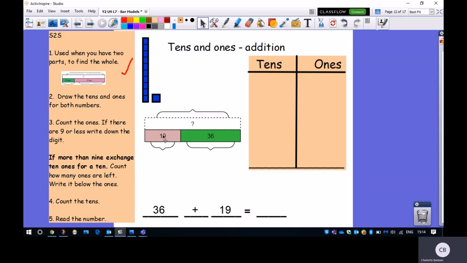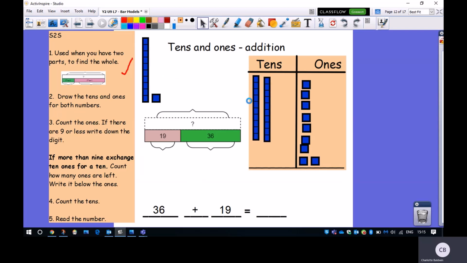Right, I've written out my calculation and now I need to draw my tens and ones. So I've got 1 ten and 9 ones. 1 ten and 1, 2, 3, 4, 5, 6, 7, 8, 9. And now I need to draw this number, and that's 36, so it's 3 tens and 6 ones.